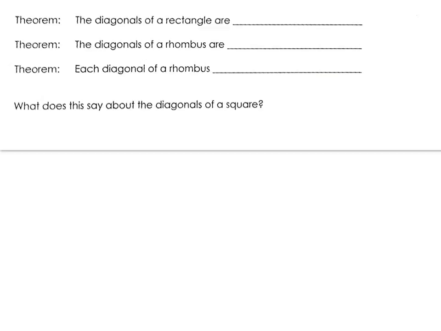So the diagonals of a rectangle are congruent. The diagonals of a rhombus are perpendicular. And then we have this theorem: your book makes a point to say that each diagonal of a rhombus bisects the rhombus angles.